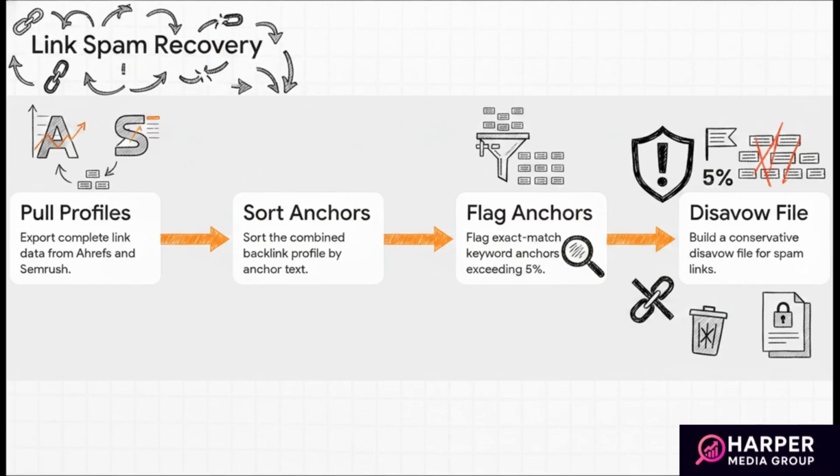Then sort by anchor text. What you're hunting for here are exact match keyword anchors. And here's a massive insider secret for you. Flag anything that exceeds 5% of the total profile. That 5% threshold, that's a huge algorithmic red flag.